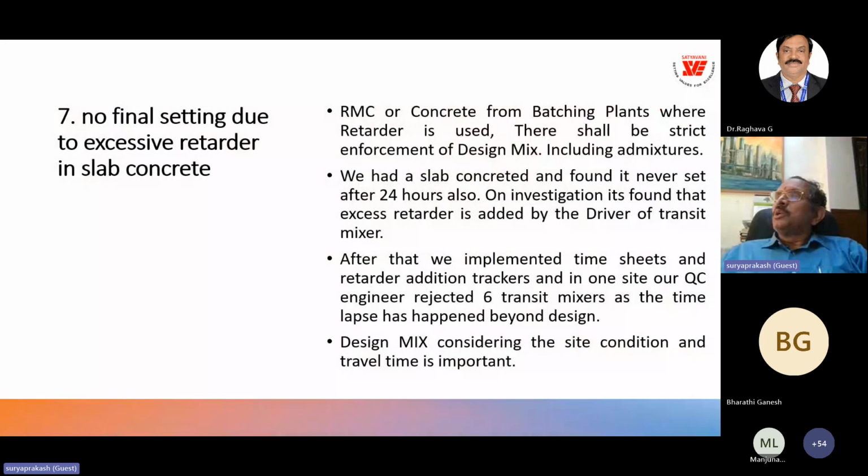No final setting due to excessive retarder in the slab. So we found that in some of the projects, not many, 2 cases, the excessive retarder has caused the lack of initial setting even after 24 hours.